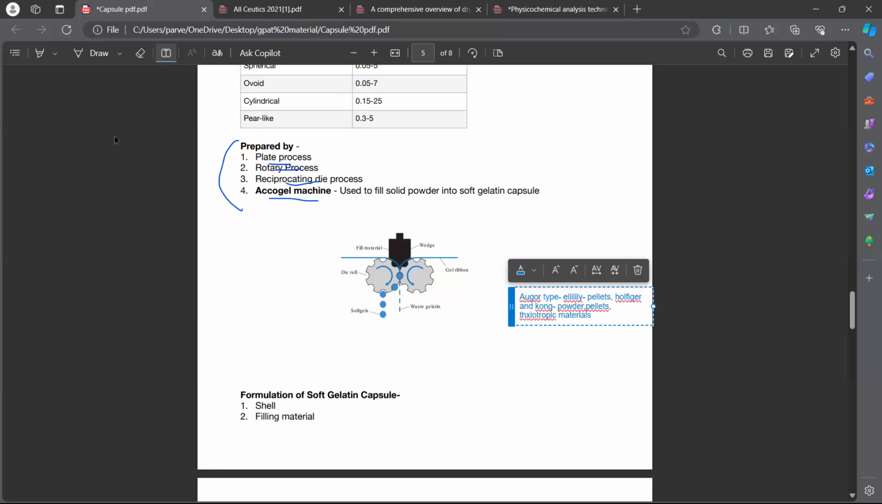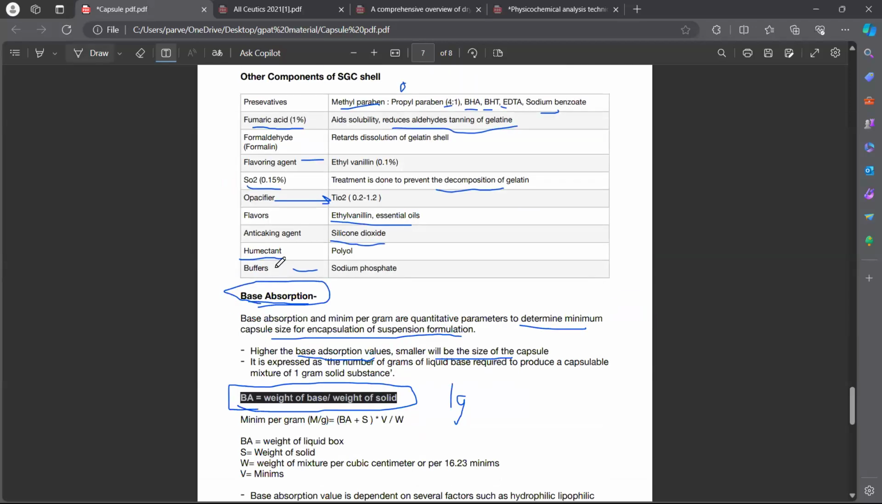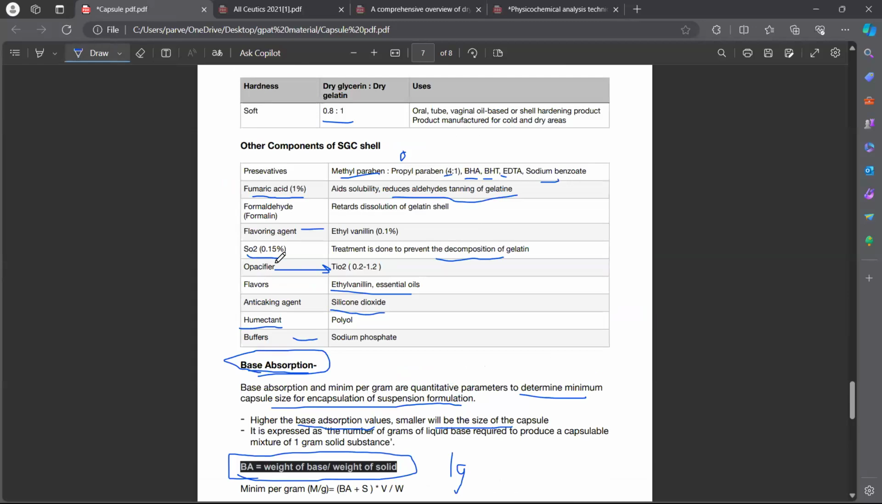Sometimes the antioxidants are also used. Could you guys please tell me any example of an antioxidant? What are the examples of the antioxidants? Are you guys able to recall BHT, BHA? Great, guys. Sodium benzoate is also used, okay.